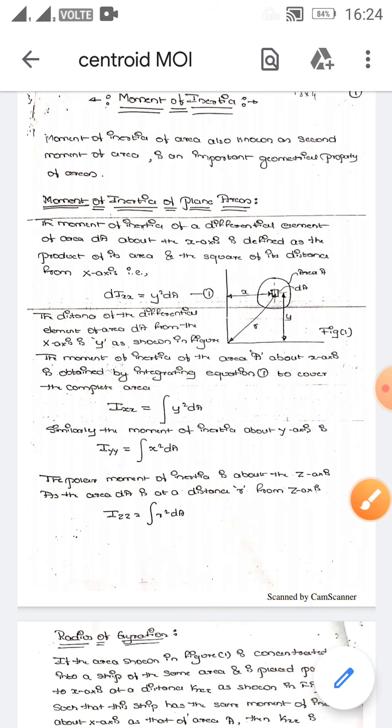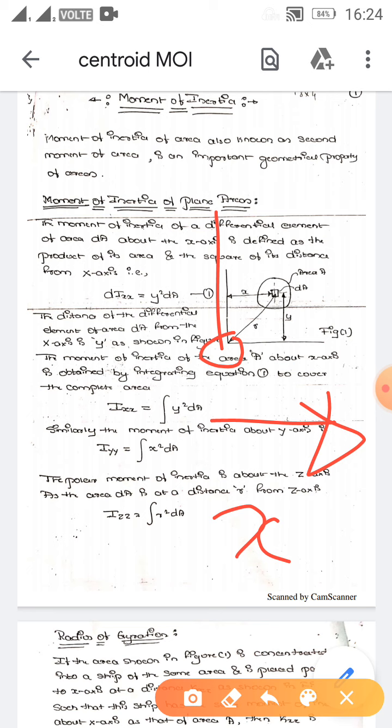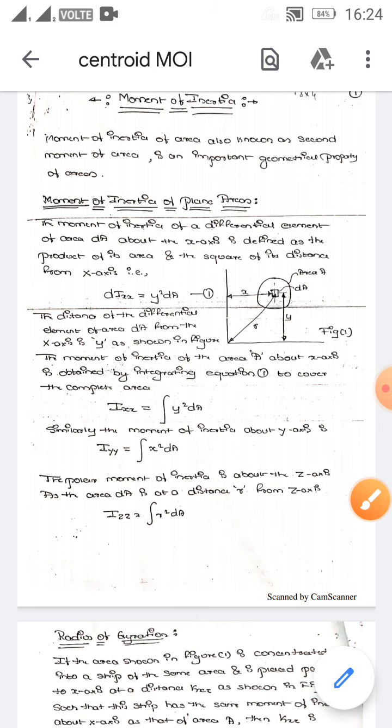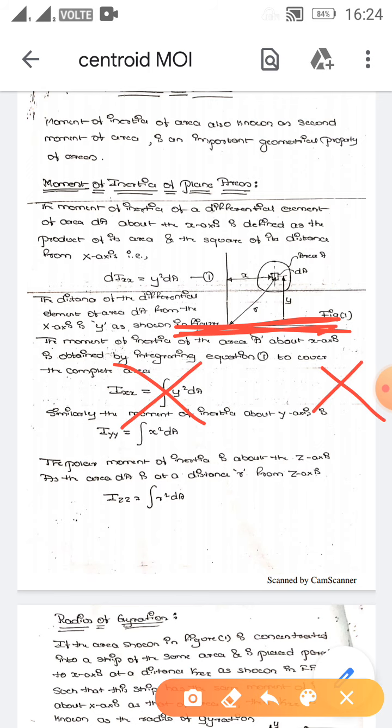This small area dA is at a distance of x from the origin. You can see the origin over here. We have the x axis in this direction and the y axis in this direction. This is the point of reference, the origin, for us. Now with respect to that, if I want to calculate the moment of inertia along the x direction, the x direction is along this line. So this one I take as the x direction.